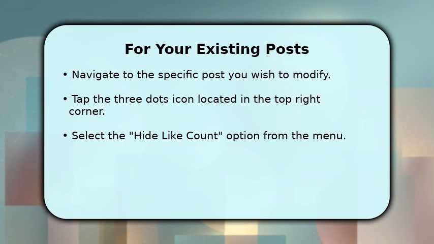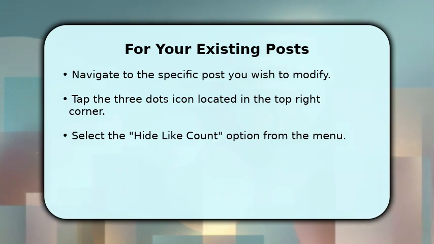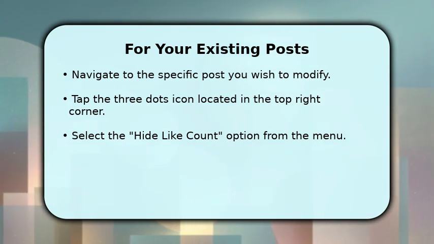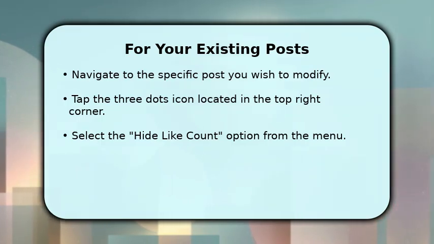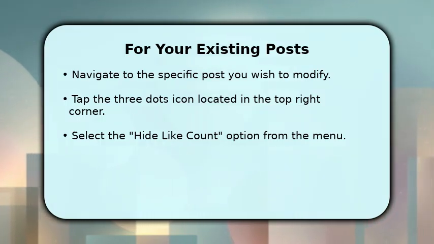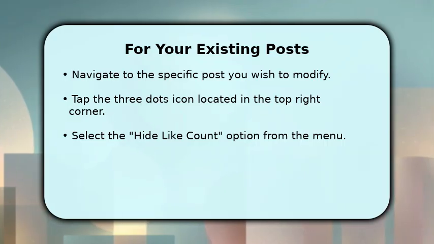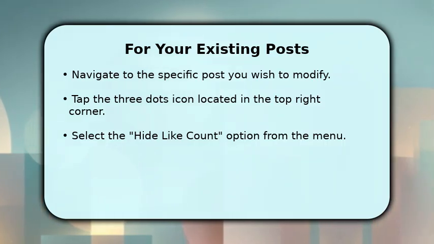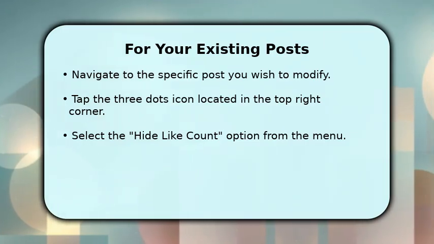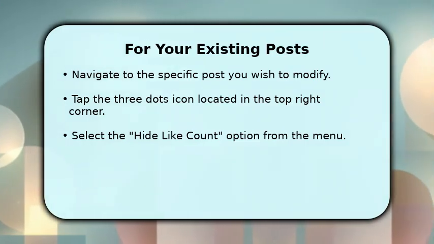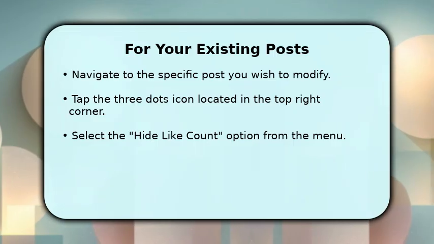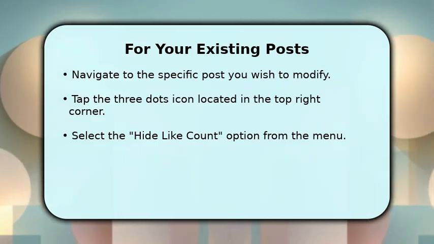If you have posts already published and wish to hide their like counts, it's a straightforward process. Simply open the Instagram app and go to your profile. Find the specific post you want to update. Tap the three dots icon in the top right corner of that post. From the options that appear, select Hide Like Count. This action will immediately make the like count invisible to others on that particular post.